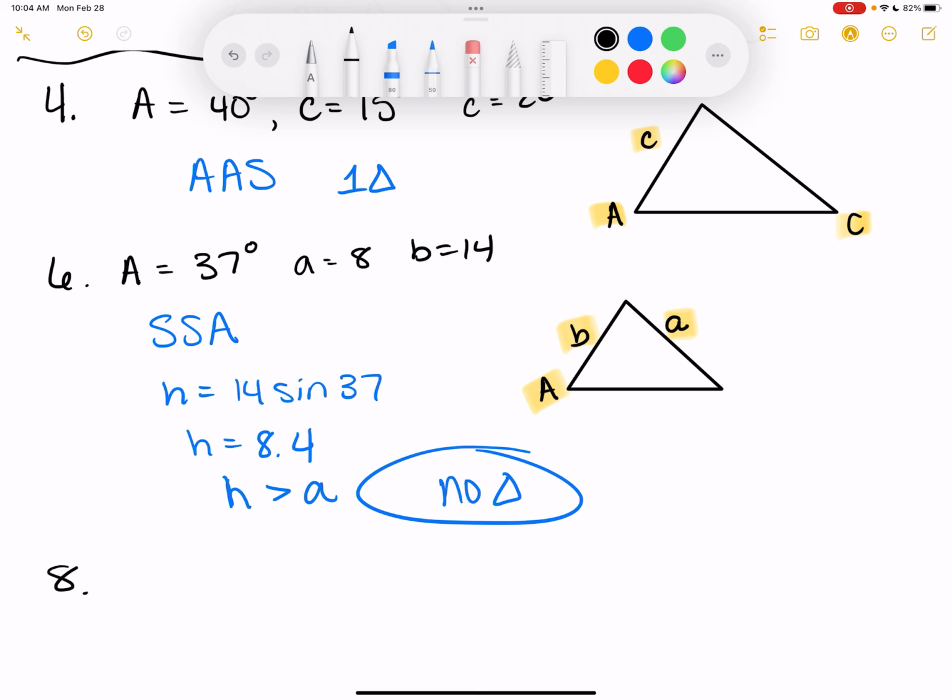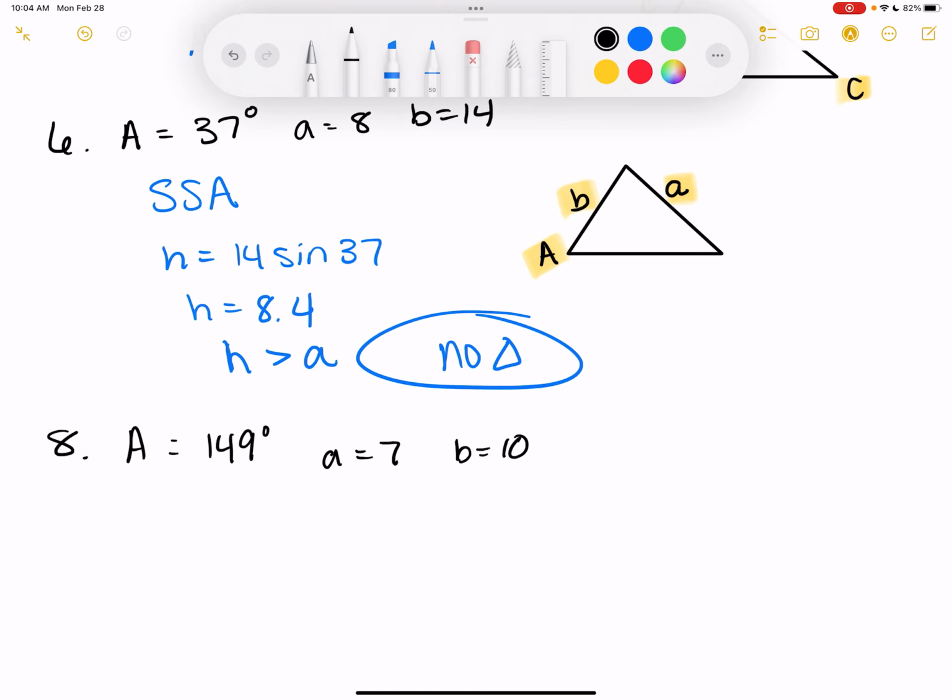All right, 8. Angle A is 149 degrees, side a is 7 and side b is 10. That's obtuse. I'm actually going to draw an obtuse triangle. Okay, so again, A, B, so side, side, angle.